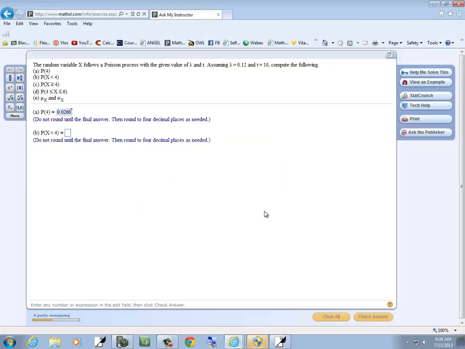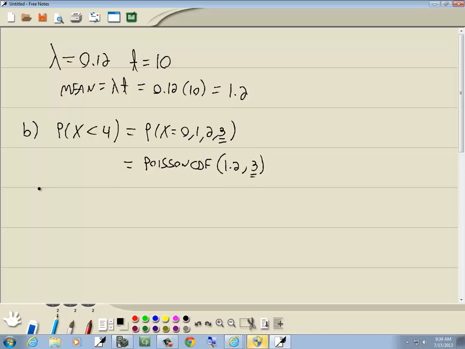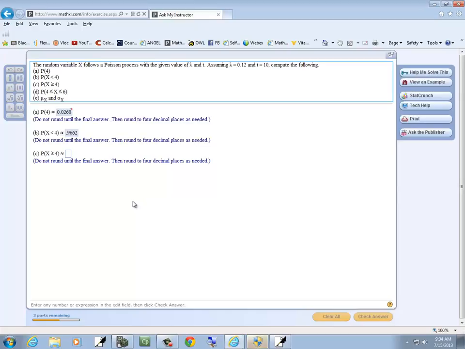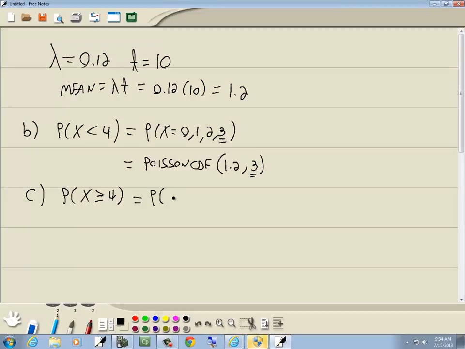Okay, 0.9662. Now this one is x is greater than or equal to 4. Well, let's think what that means. That means x can be 4, 5, 6, and it goes on forever, up to infinity. Now, to use Poisson CDF, it has to go from 0 up to a number.